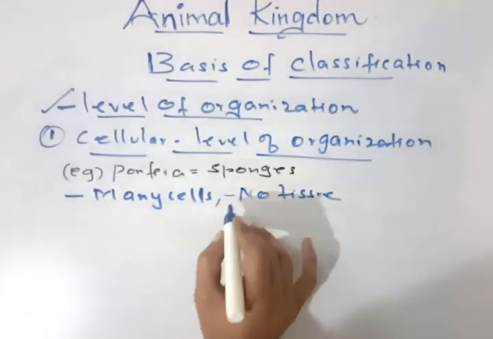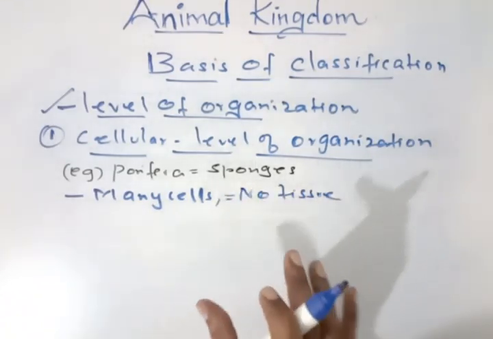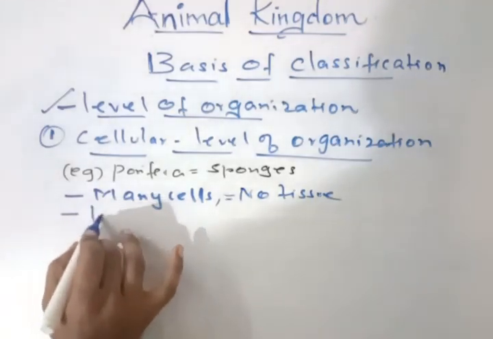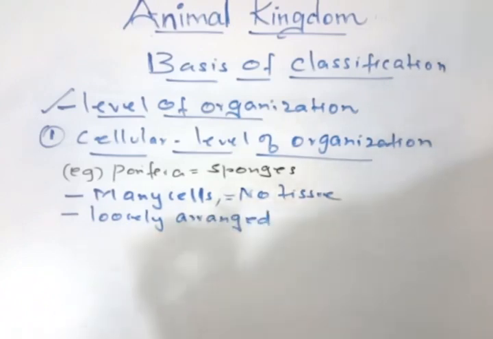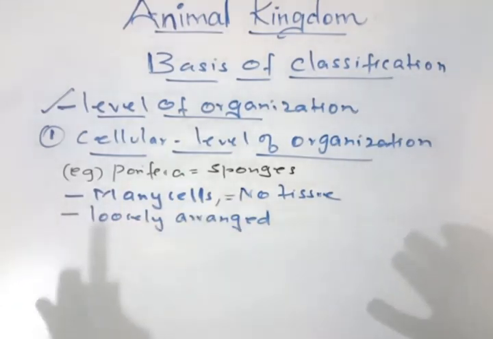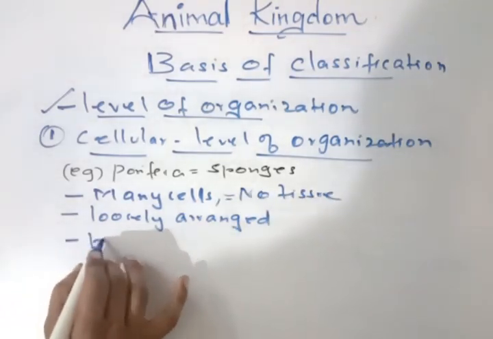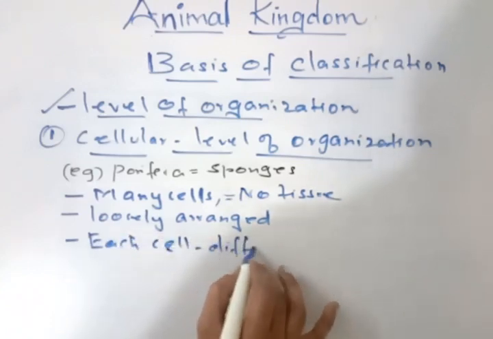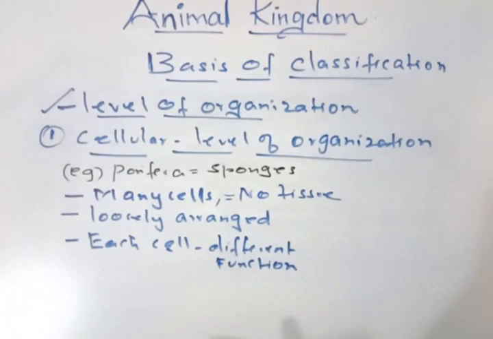What is tissue? Groups of cells are called tissues. But here cells are not grouped, so there is no tissue. The cells are loosely arranged. They are not clumped, they are not crowded. So which means there are many cells, and each cell does different functions. Understand? This is very important.